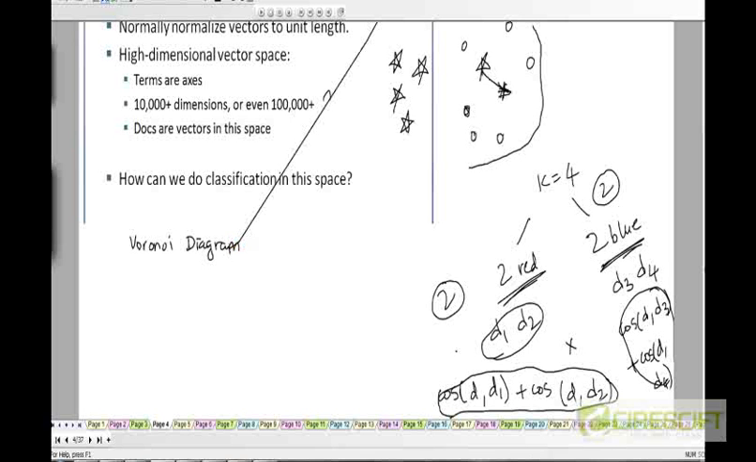So what is the Voronoi diagram? Well, suppose you have, so let's just focus on a single point. Imagine this is one of the documents in your overall vector space, and let's say there are some other documents around it.